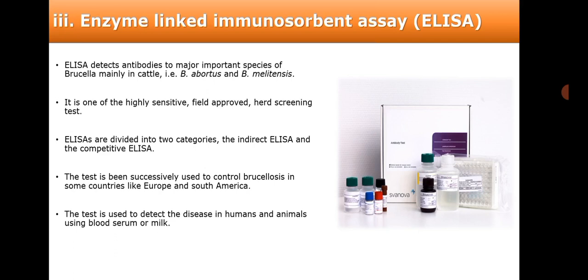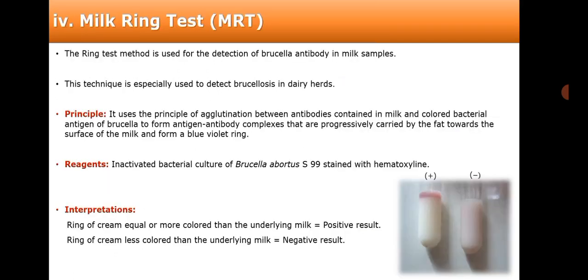Milk ring test. The ring test method is used for the detection of Brucella antibody in milk samples. This technique is specially used to detect brucellosis in dairy herds. It uses the principle of agglutination between antibodies contained in milk and colored bacterial antigen of Brucella to form the antigen-antibody complexes that are progressively carried by the fat towards the surface of the milk and forms a blue-violet ring.